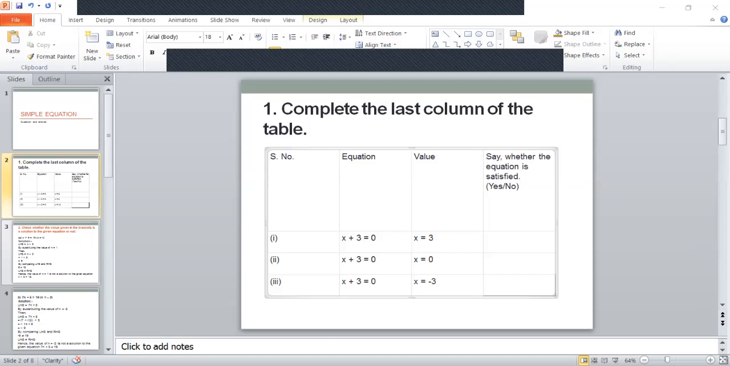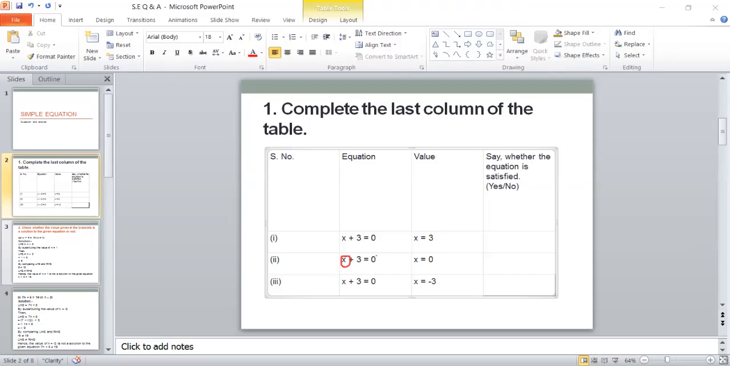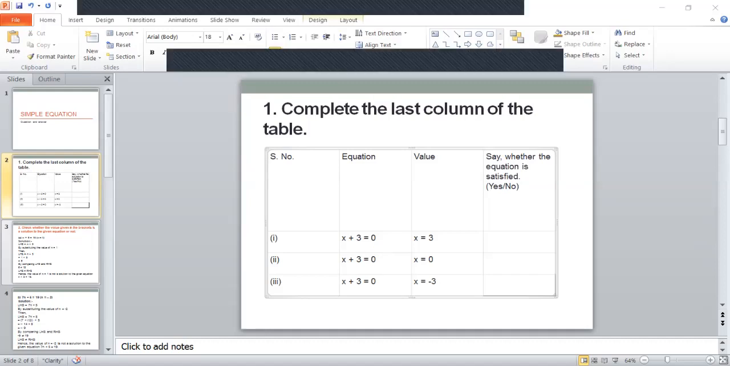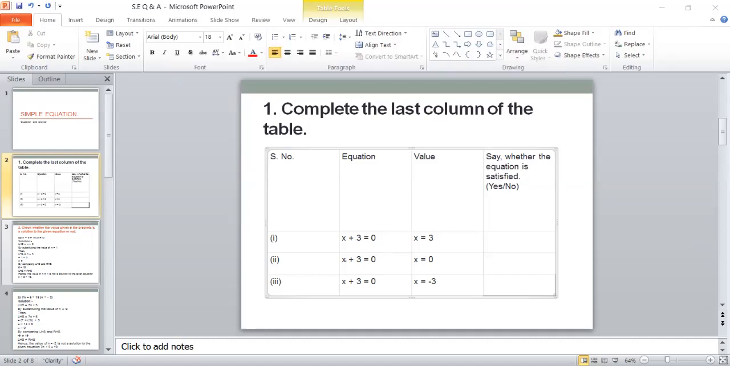Hence, if we put the value of x in the equation, the answer should be equal to its RHS. That means the answer should be equal to 0. Yes or no? So let us check whether it is satisfied or not. If we put 0 in the place of x, then we get 0 plus 3 is equal to what? 3. And here it is given 3 is equal to 0. Is 3 equal to 0?